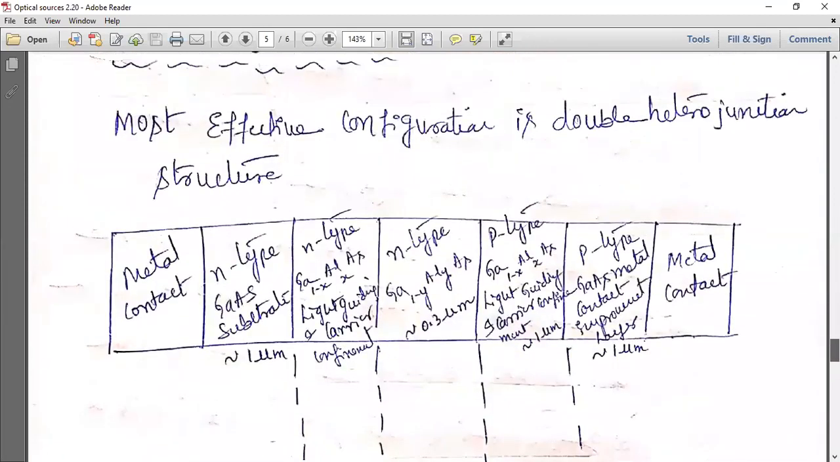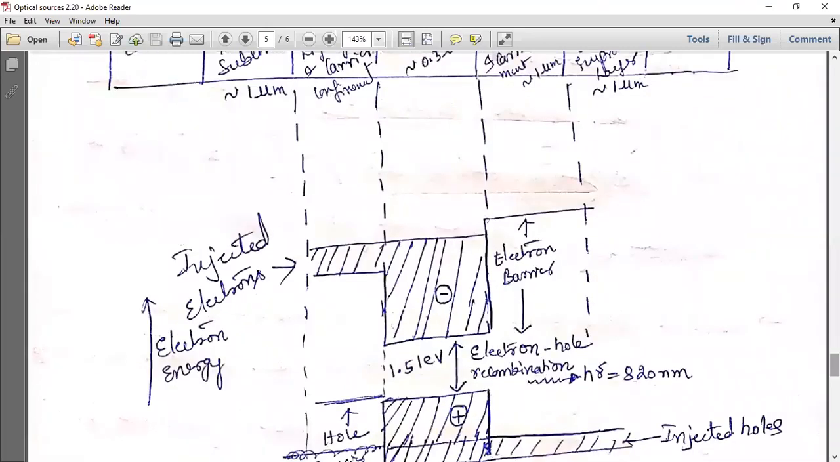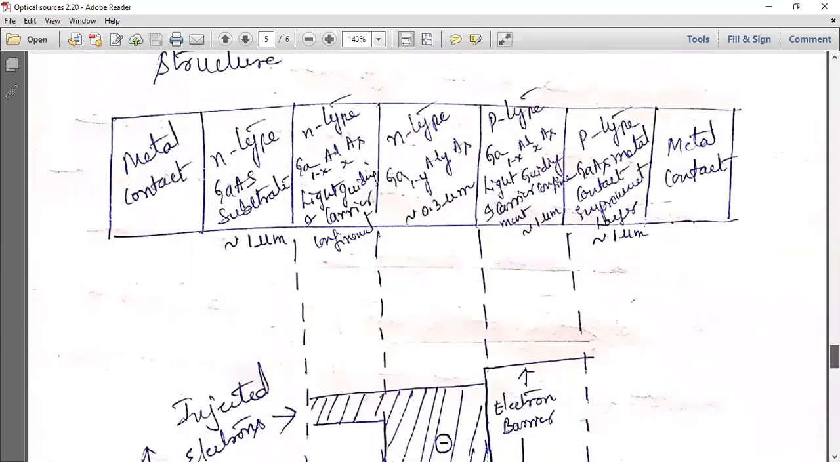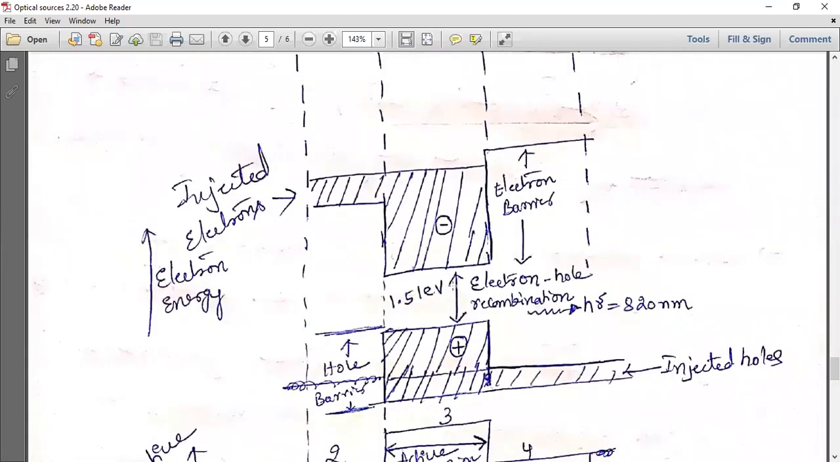Where are the electrons coming from? Electrons are coming from this side, injected electrons. The y-axis is your electron energy. In the active region, the junction is homogeneous. Between these two layers it is a homojunction, and this is also a homojunction. When there is a homojunction, the band gap will be less. This is your band gap between the conduction band and the valence band, and it is less.